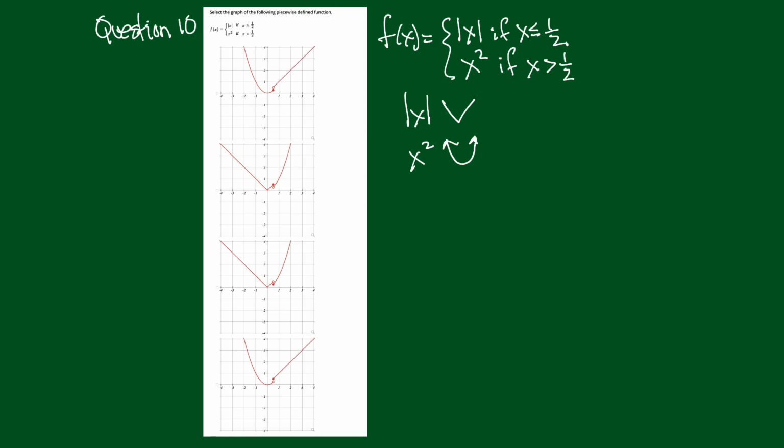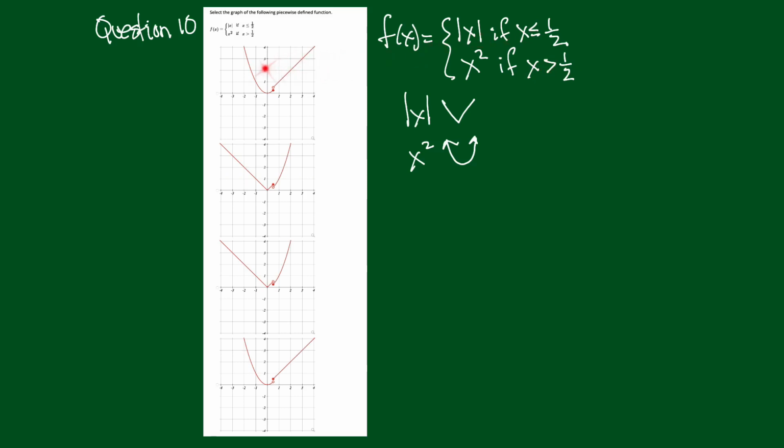Now here's how I'm going to tell which one's which. You see this absolute value function, that v-shaped? That happens if x is to the left of 1/2. So I'm going to get the v-shape if I'm to the left of 1/2, and then I get the quadratic shape, the parabola shape, when I'm to the right of 1/2. So I get the v-shape when I'm to the left of 1/2.